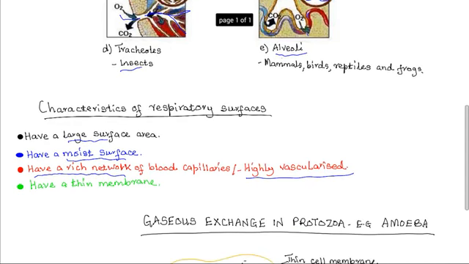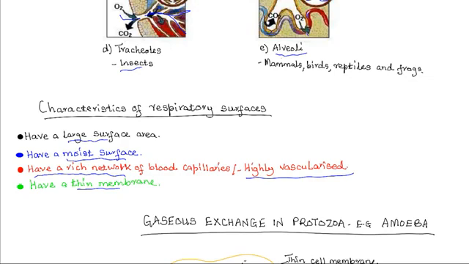And these surfaces have thin membranes or thin walls or thin epithelia for rapid diffusion, because the thinner the membrane, the faster and easier it will be for gases to diffuse across.